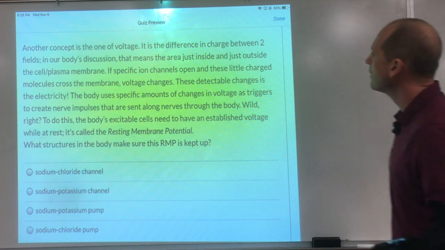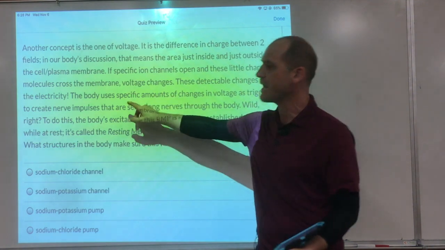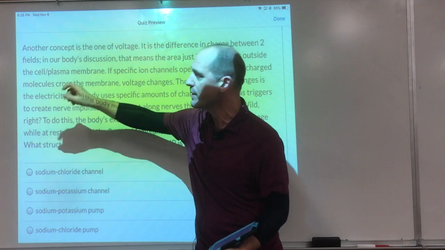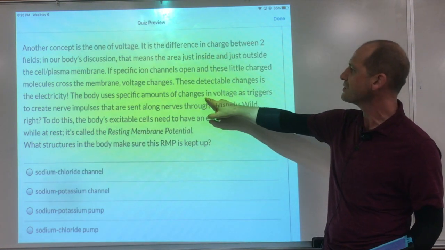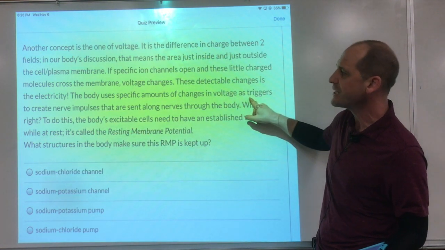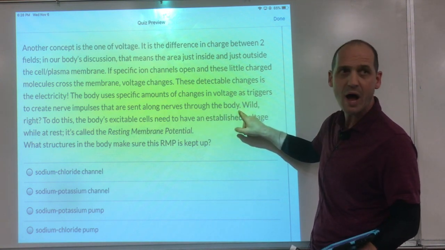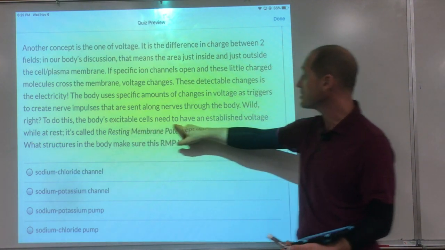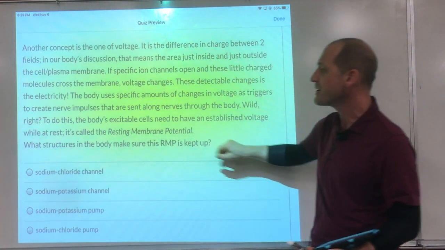Where was I? Detectable changes in a body are these movements of charges, and the movement of these charges is the electricity. The body uses specific amounts of changes in voltage as triggers to create nerve impulses that are sent along nerves through the body. This is wild, right? To do this, the body's excitable cells need to have an established voltage while at rest. It's called the resting membrane potential.